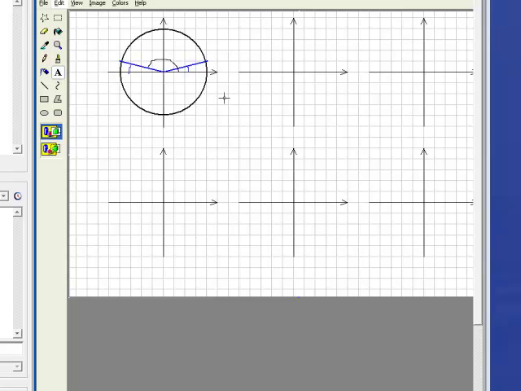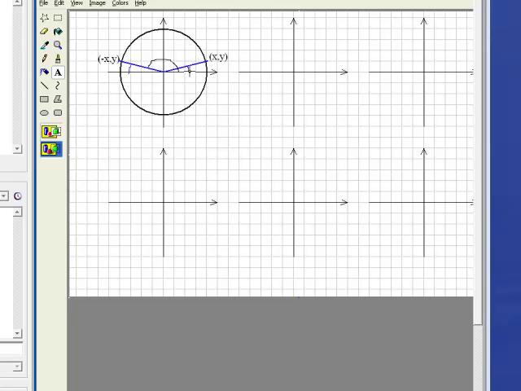Now we're going to write on there the coordinates. So here we have x comma y, and over here we have negative x comma y. And I'll try to put the parentheses on the line.